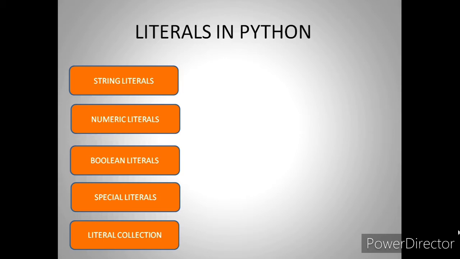String literals are those having characters or words enclosed in single or double quotes. Numeric literals are the numbers which are termed as constants. Boolean literals are true and false, or 0 and 1. Special literals is None, which we will come across. Literal collections we will move through one by one.